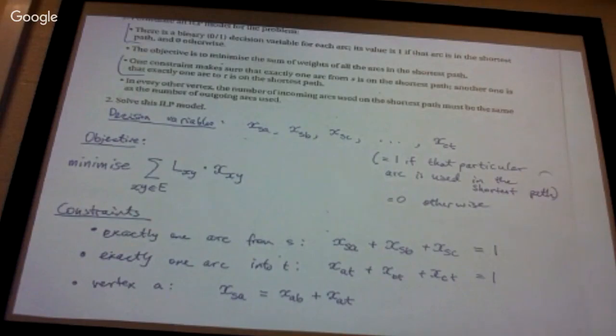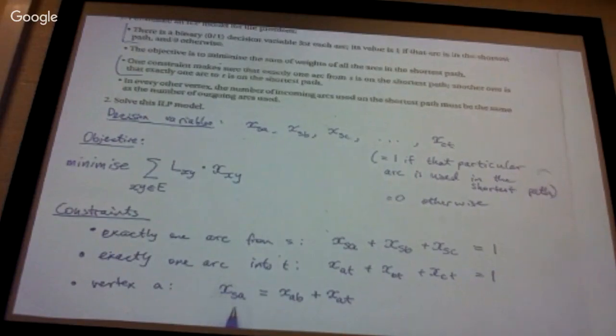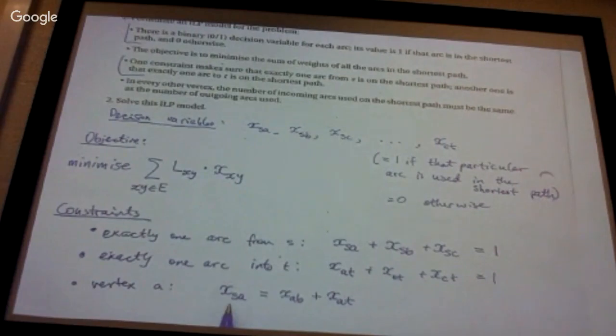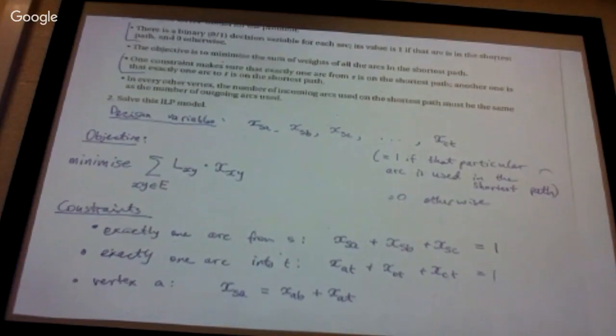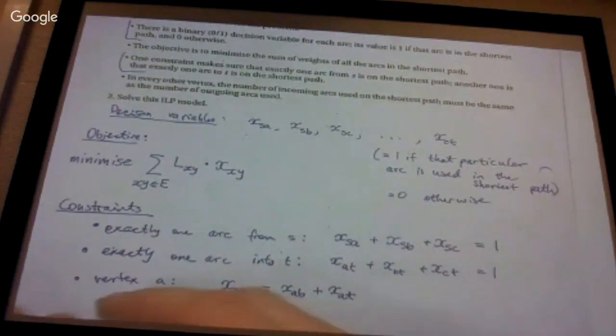Well, what does that mean? That means that if you're coming into A from S, so this is going to be 1, then you have to use exactly one of them to leave A on your path. Okay, and if you're not coming there at all, then you can't use any of them. And then you have a similar thing for B.